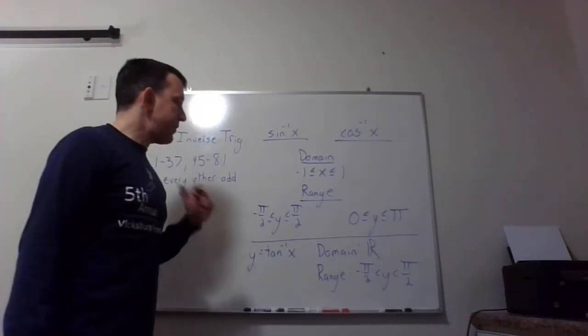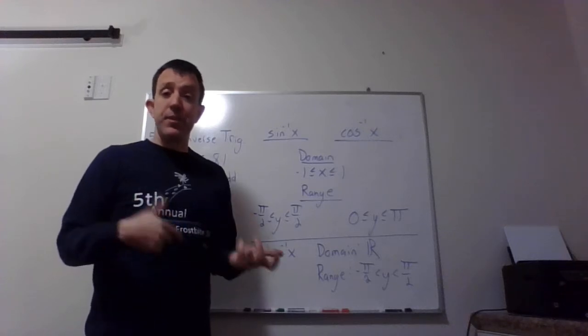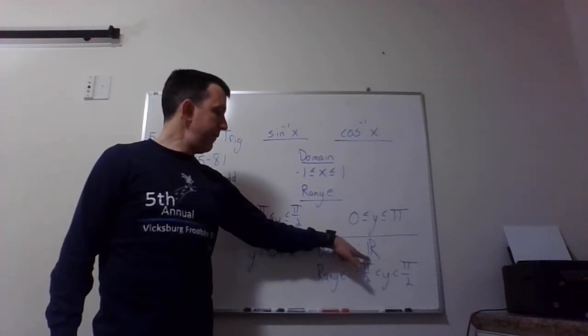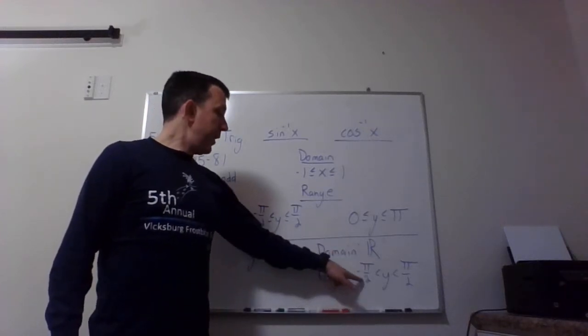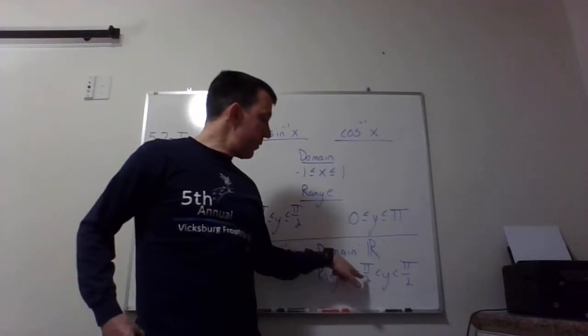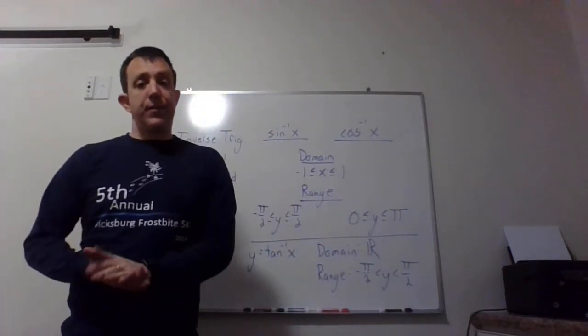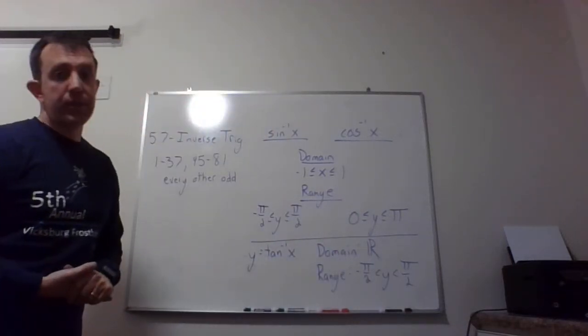For tangent inverse, tangent will spit out every real number there is. So when you do its inverse, you can plug in anything you want. But tangent is restricted in where it goes. Its range is only going to be from -pi/2 to +pi/2. All right, so that's kind of the basics, and we'll get some more here in just a second.